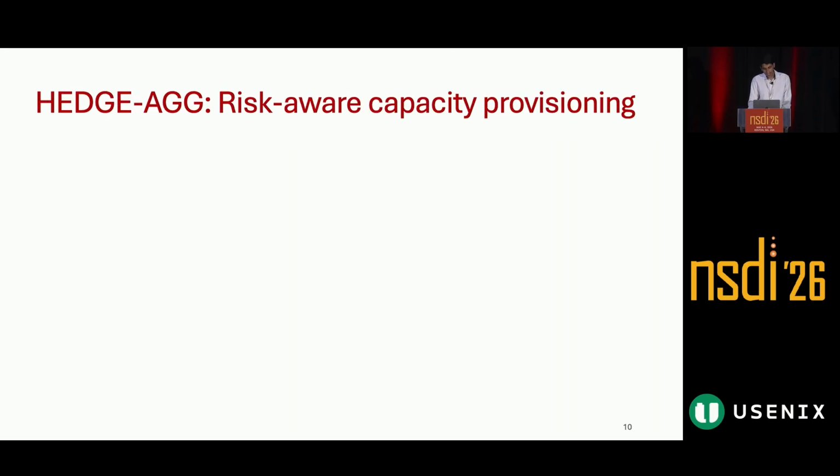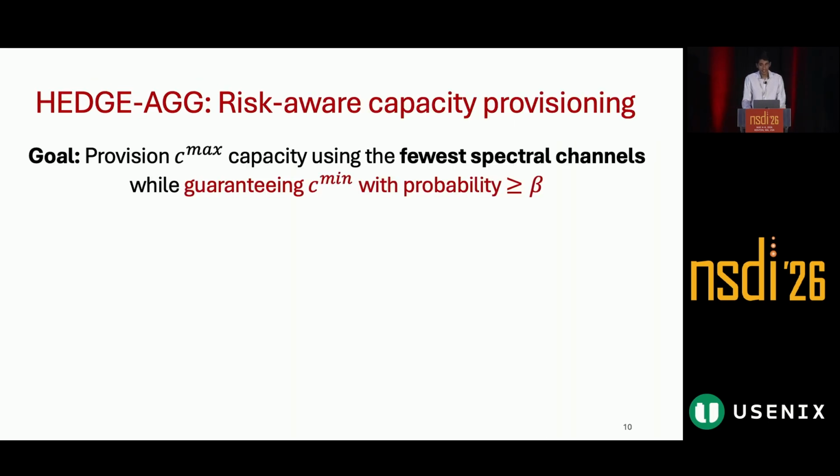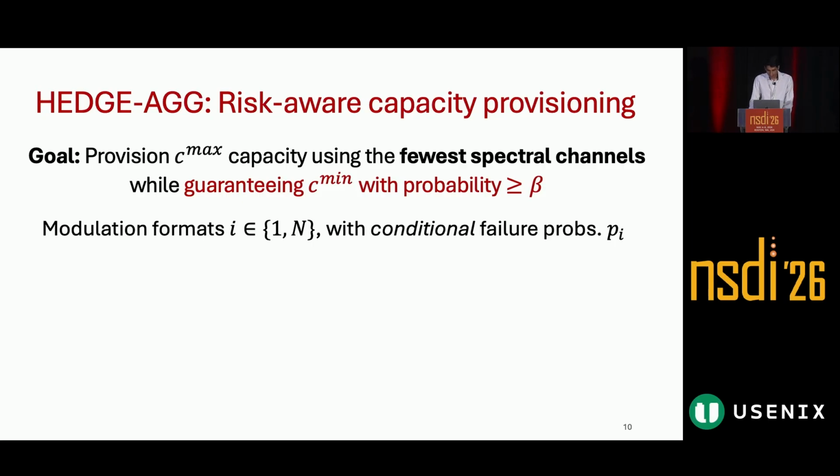More generally, HEDGE formalizes this problem as provisioning Cmax capacity for the lag using the fewest spectral channels while guaranteeing Cmin capacity with a likelihood greater than or equal to beta. And again, our key decision variables are how many wavelengths to provision of each modulation format. And instead of writing an ILP, we can solve this intuitively by creating the abstraction of capacity states.